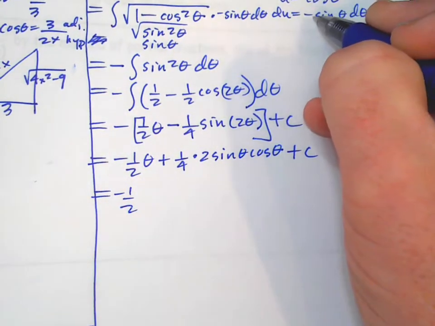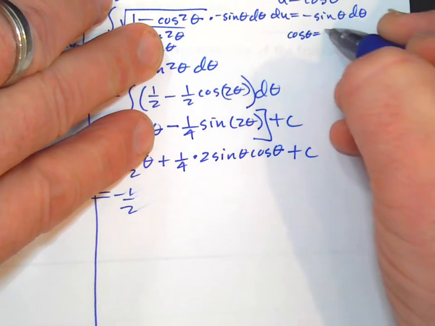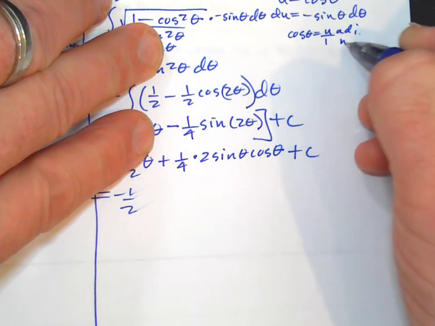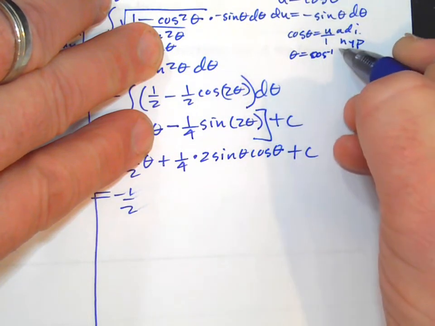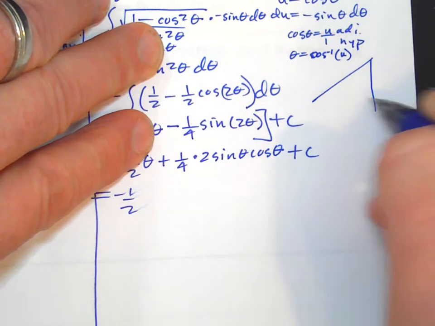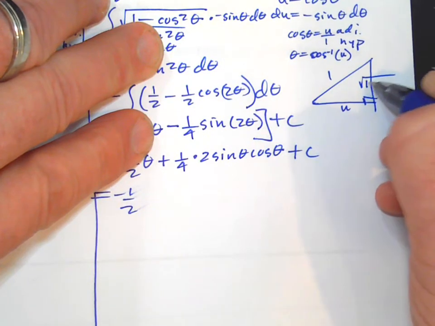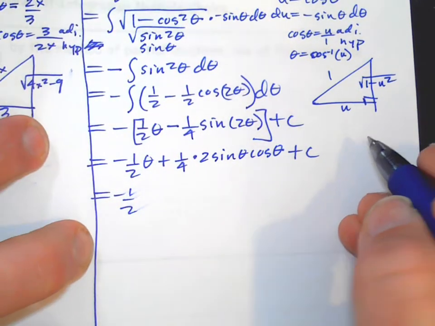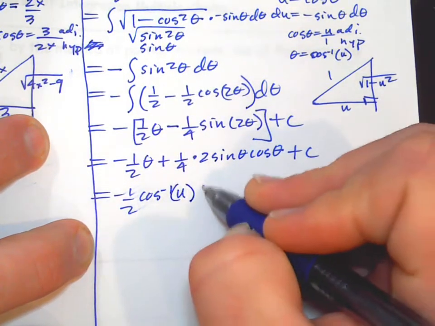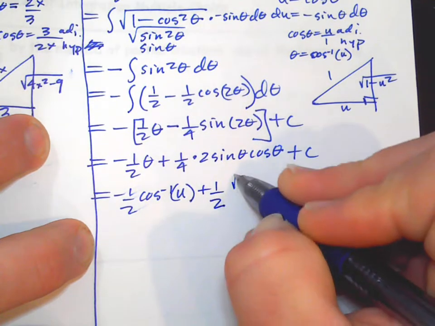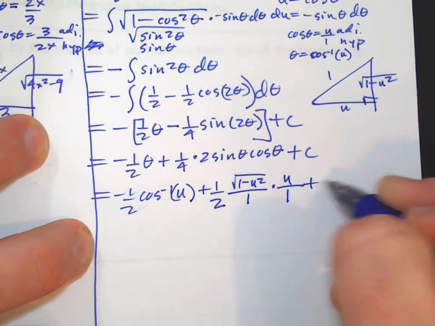Now up here, cosine theta equals u over 1, so that's adjacent over hypotenuse, and theta equals inverse cosine of u. Draw a little triangle real quick. Adjacent is u, hypotenuse is 1, so this is going to be square root of 1 minus u squared. So theta is inverse cosine of u plus 1/2. Sine is opposite over hypotenuse. Cosine is adjacent over hypotenuse plus c.